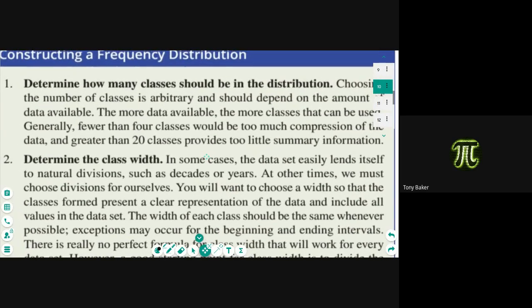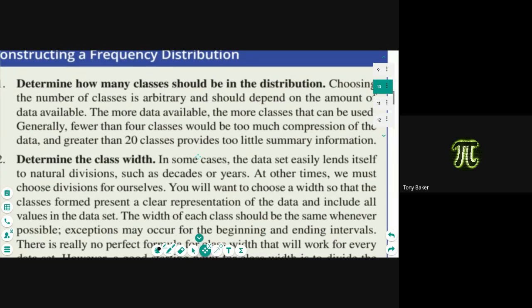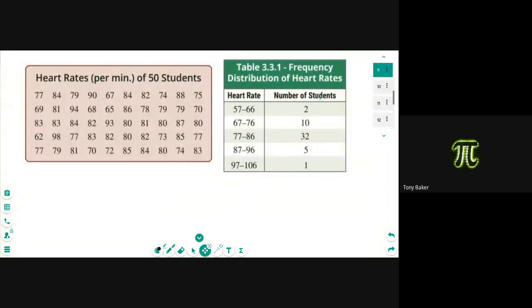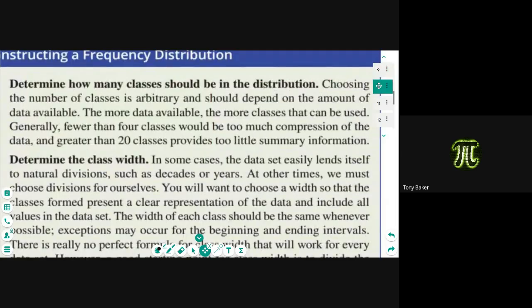All right, so first one. So the first thing you want to do is you want to figure out how many classes you want. So this is those ranges. In this first one, the one we looked at here, we had 1, 2, 3, 4, 5 classes. And that's what you consider a class, is how many different breakdowns you want to do of it.